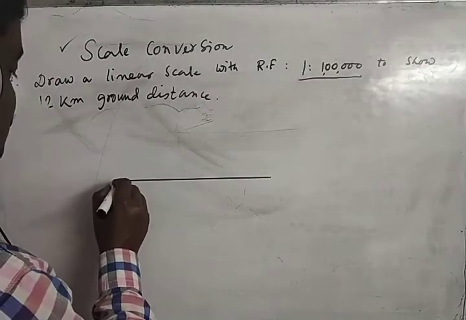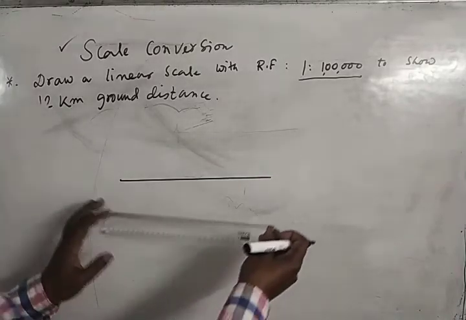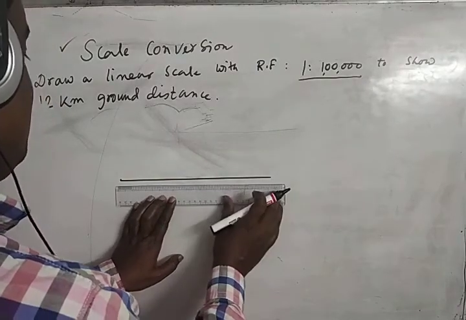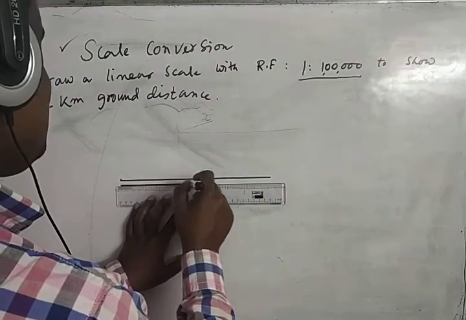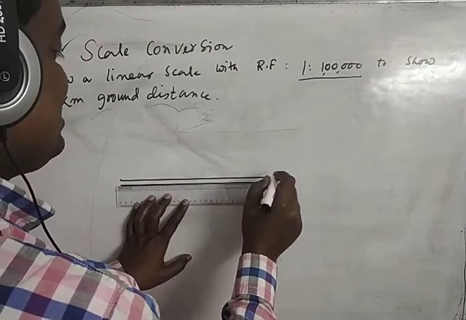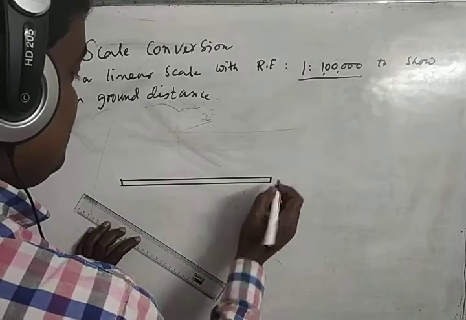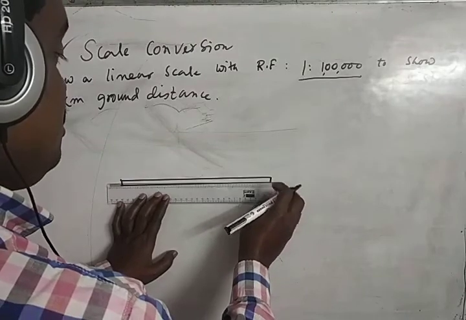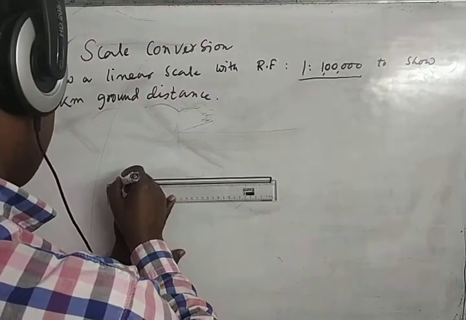So a linear scale should have some thickness. That thickness will be taken on the basis of your choice. There is no such direction. The thickness will be such and such. Okay? This is the thickness. Now you can make it half.